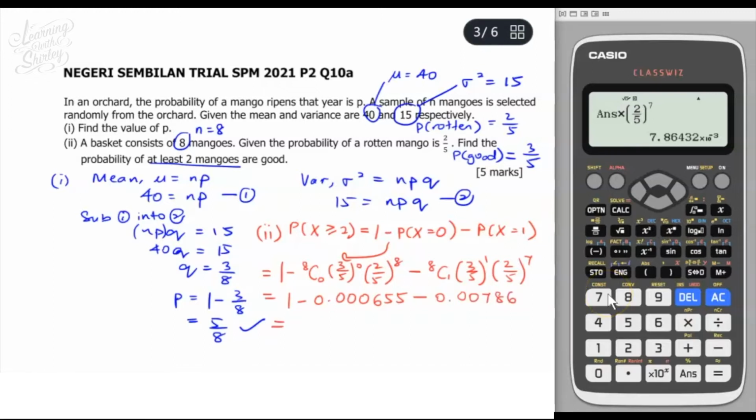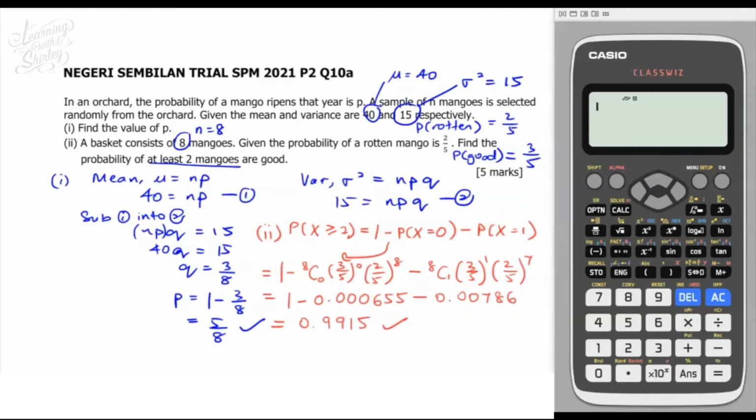okay, then we minus, okay, so 1 minus 0.000655, then minus 0.00786, so equals, so we get 0.9915, we round up to 4 decimal places, so 0.9915. Okay, so this is the answer for question number 2.